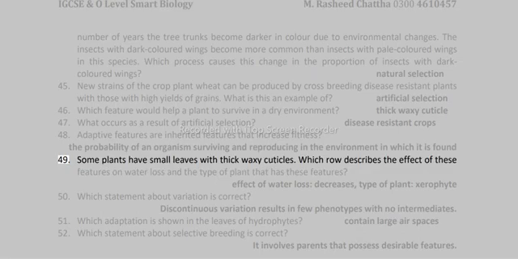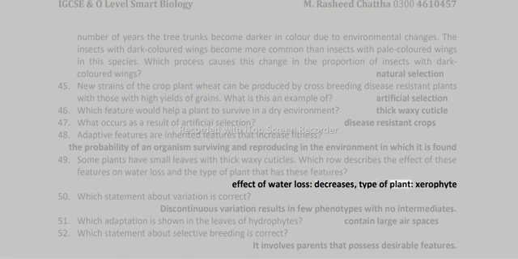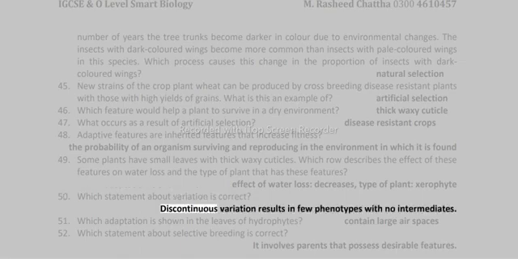Question 49. Some plants have small leaves with thick waxy cuticles. Which row describes the effect of these features on water loss and the type of plant that has these features? Effect on water loss: decreases. Type of plant: xerophyte. Question 50. Which statement about variation is correct? Discontinuous variation results in few phenotypes with no intermediates.